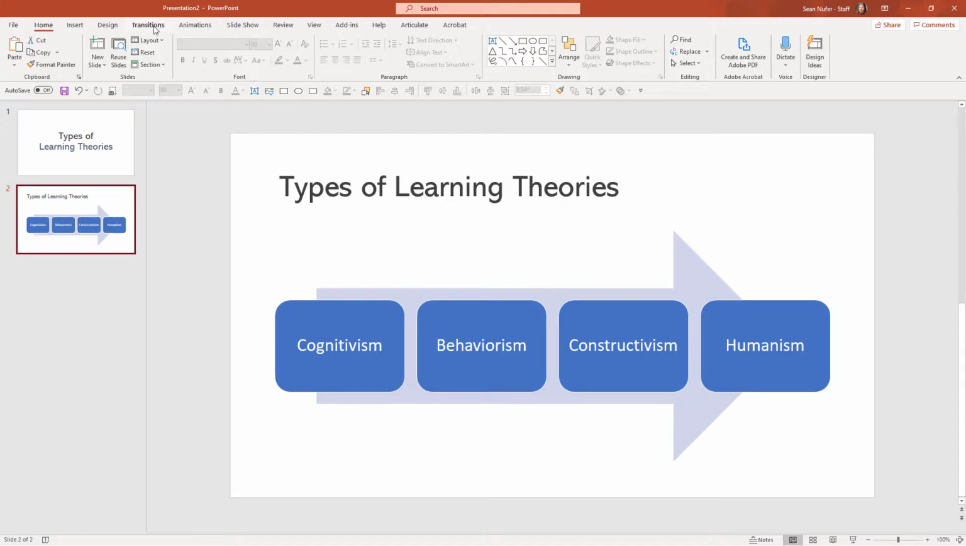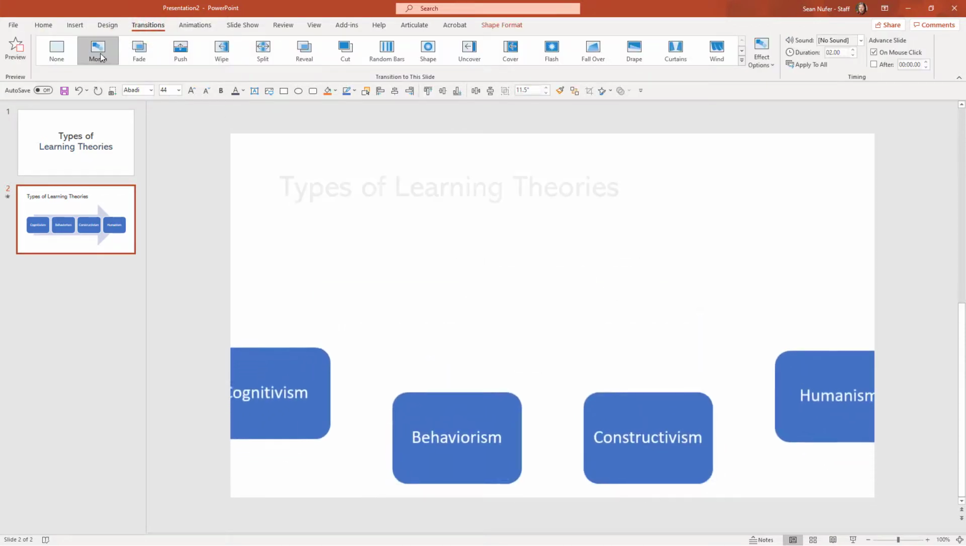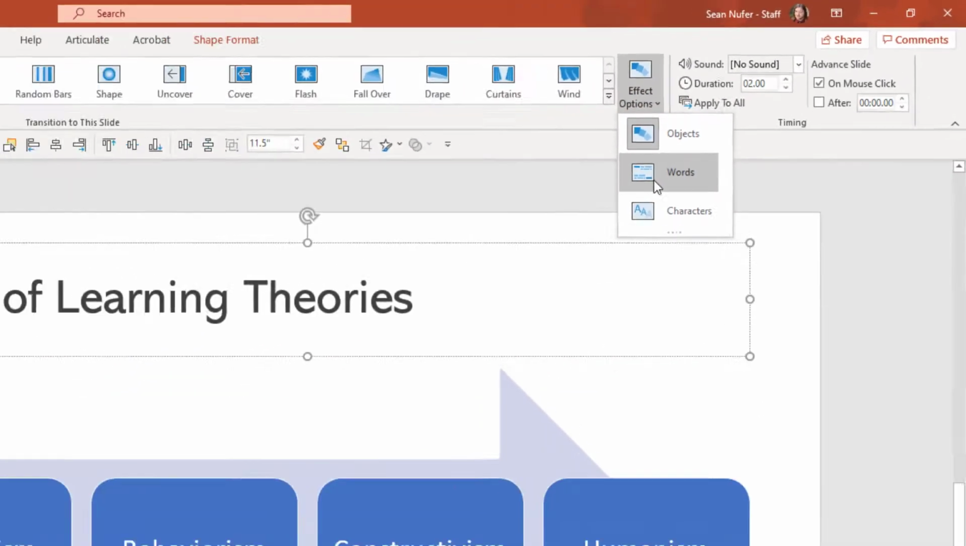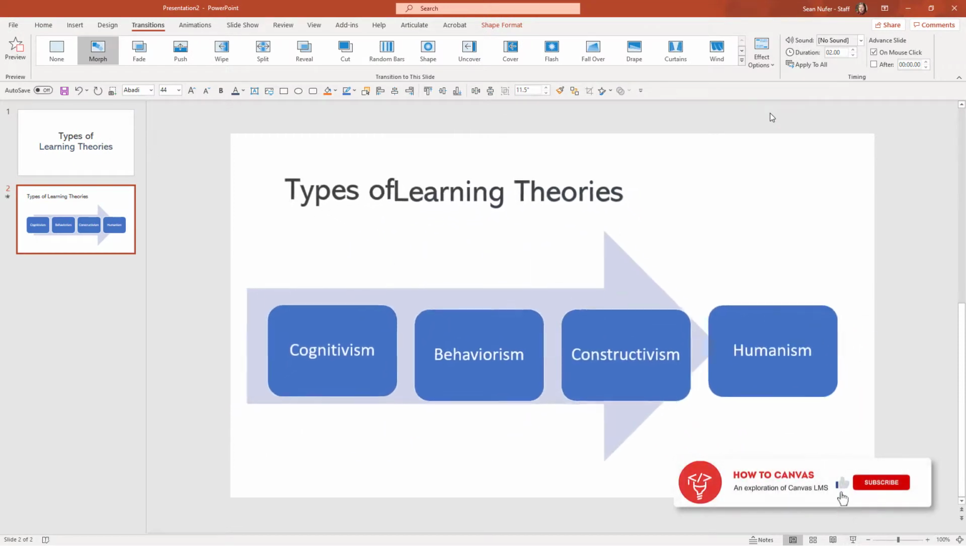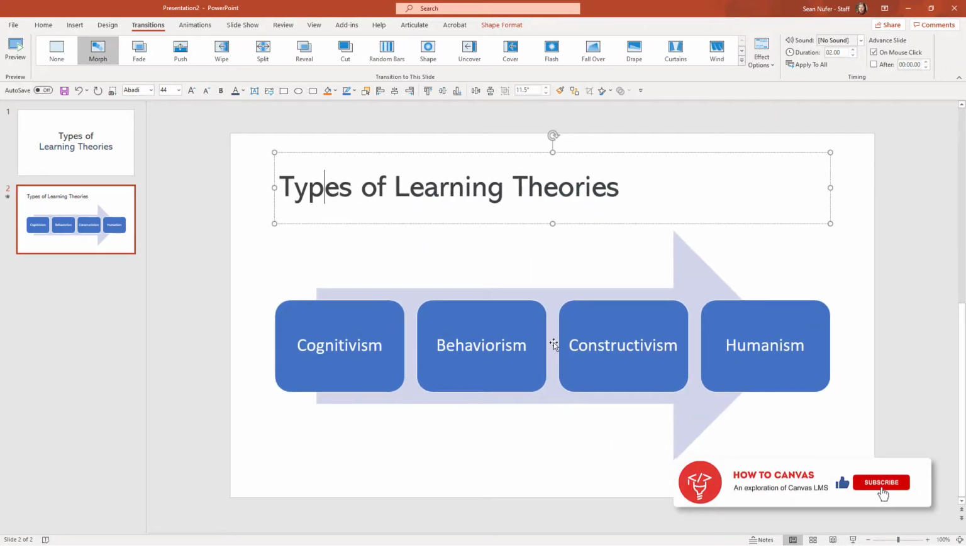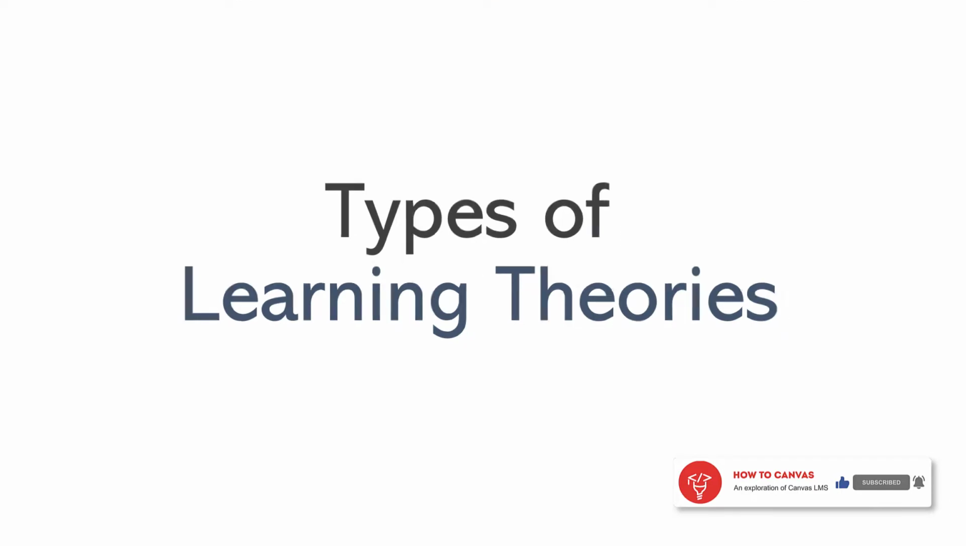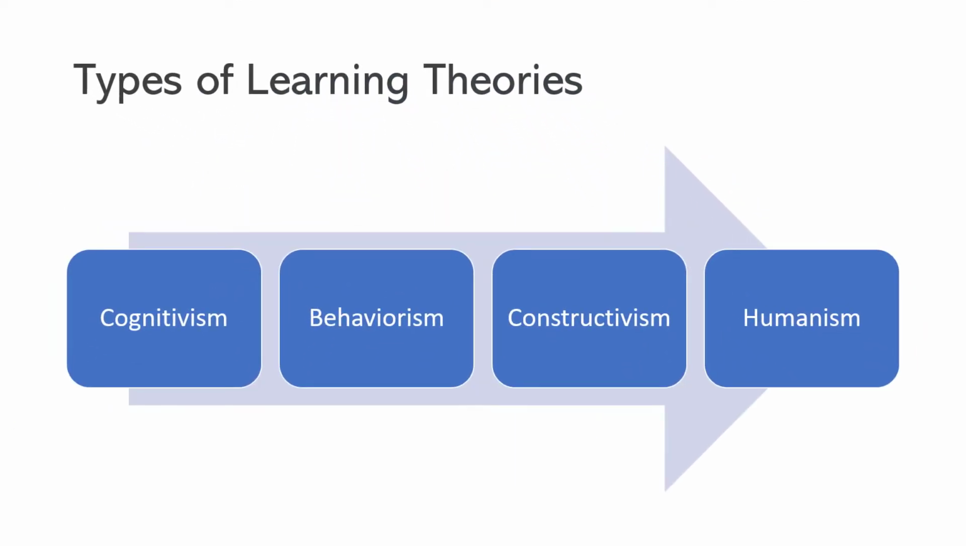So now I have that, I'm going to click on Transitions and I'm going to choose Morph, but in the effect options, I want to highlight those words and click on Words. And so I'll get a nice effect like that. Let me preview this. So we jump from this slide, types of learning theories, and then I get a nice clean animation that only took me a moment to make.